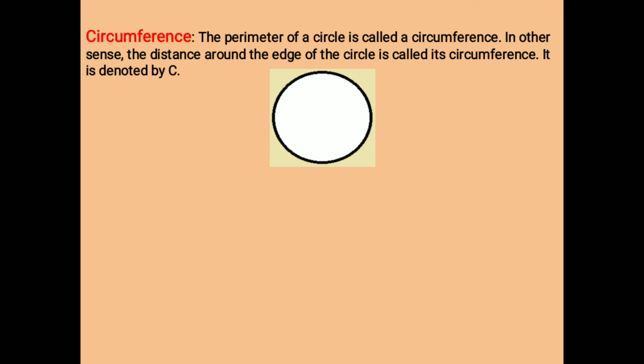Since a circle has no sides, we calculate the total length of the edge of the circle to find its circumference, and the edge is this outer line of the circle. Circumference is written as capital C in short form.